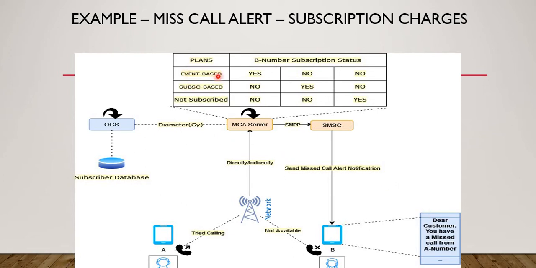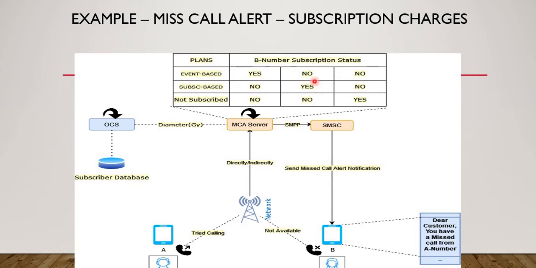So let's focus on the event basis. Event based means pay as you go plan. As per the pay as you go plan, if B number is subscribed to this MCA service, missed call alert service, then he will be charged for each and every SMS separately, which is of course not a very good plan, because it's just like a la carte package. In a la carte, if you buy 4 items to eat or to shop, then you will be charged separately. But in subscription based services, it's like for a whole month quota.